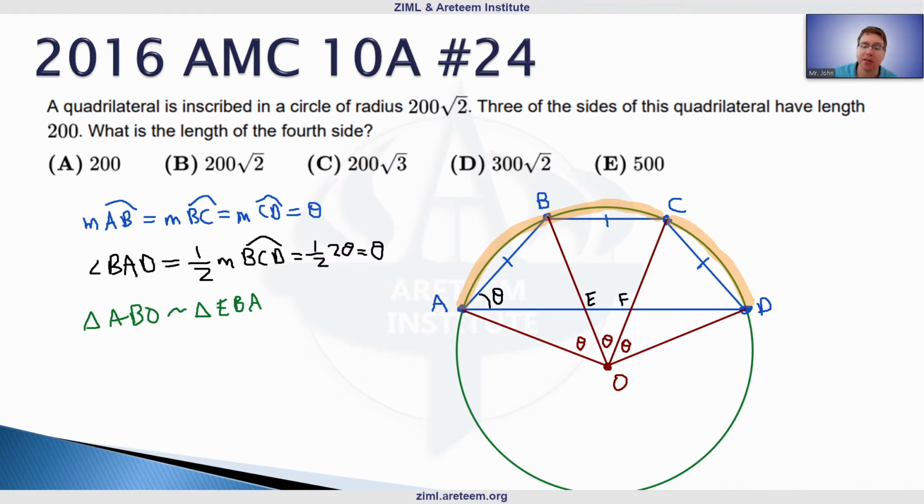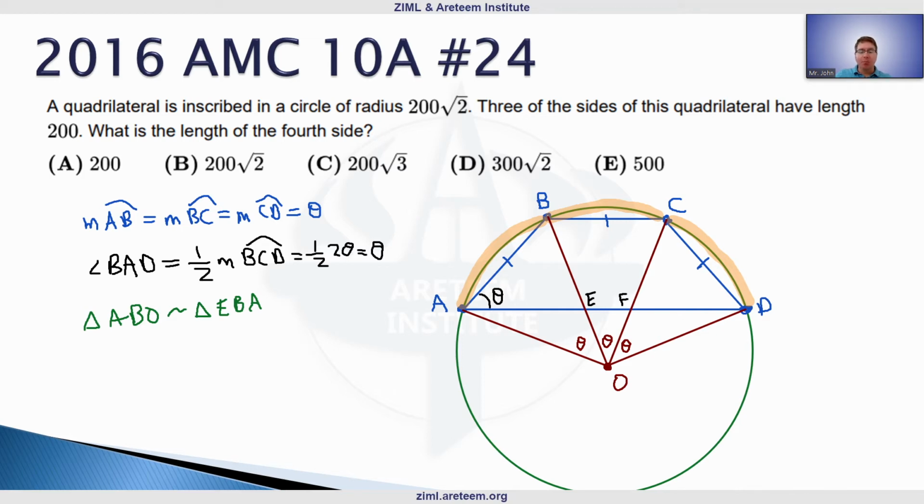So that's kind of what we have here. And this is actually super important. Why is that? Well, now we can start looking at ratios, right? We know that OA is a radius. We know that that is 20√2. And we also know AB is 200, right? And so this gives us a lot of information there.